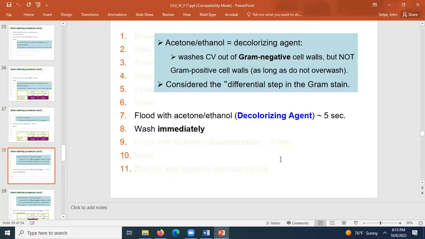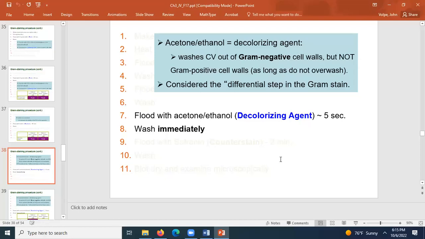If you apply too much decolorizing agent, it will remove crystal violet iodine from cells it should not. And if you do not apply enough decolorizing agent, you will not remove the crystal violet from all cells that it should be removed from, meaning the gram negatives.